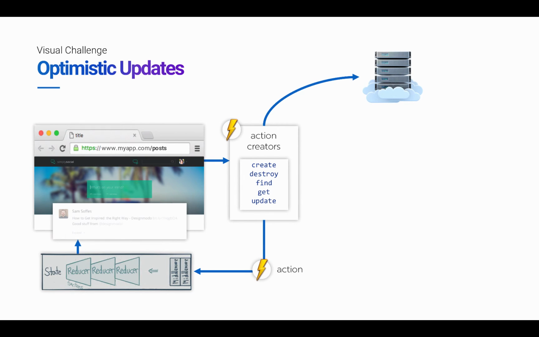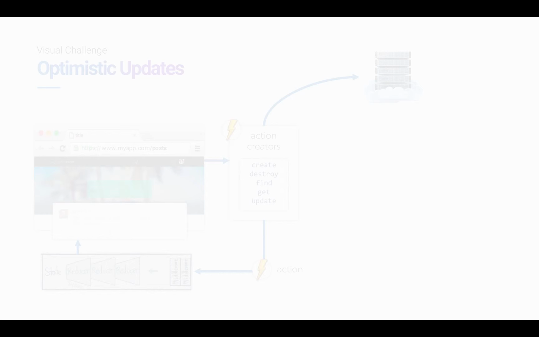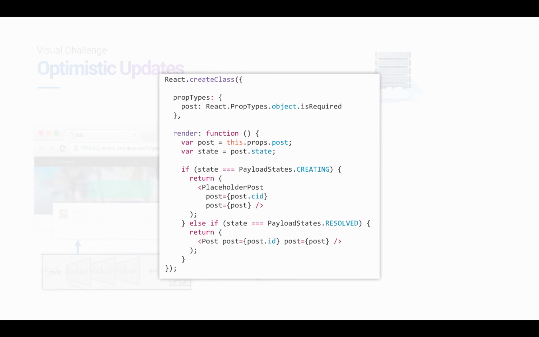At that point, our application will be notified of the state change and update, and we can show our post. But because the data doesn't really exist yet, we're going to show it faded out to let the user know we're in the process of creating their request. So here we're looking at our component, and we're comparing the post state to the payload state for creating, and then rendering our faded placeholder since the resource doesn't exist yet.